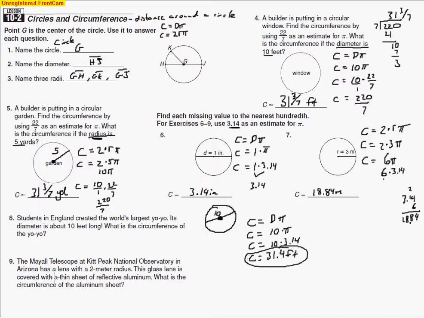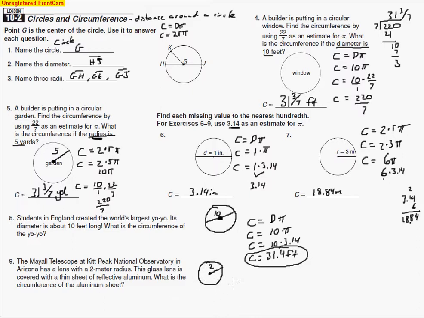The Mayall telescope at Kitt Peak National Observatory in Arizona has a lens that's 2 meters in radius. Okay, so let's draw a picture of what we've got here. Here's our lens. From the center to the curve of the circle is 2 meters. And so it says this glass lens is covered with a thin sheet of reflective aluminum. What is the circumference of the aluminum sheet? So it's covering it, so it's a perfect circle, just fits right on top of it. And so we want to find that circumference again.